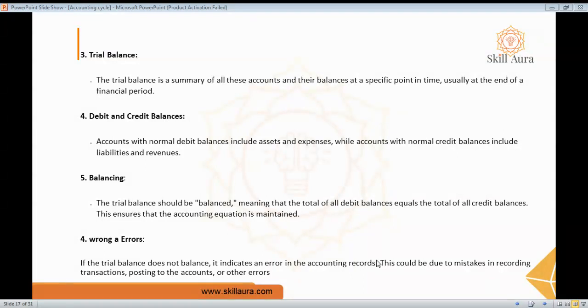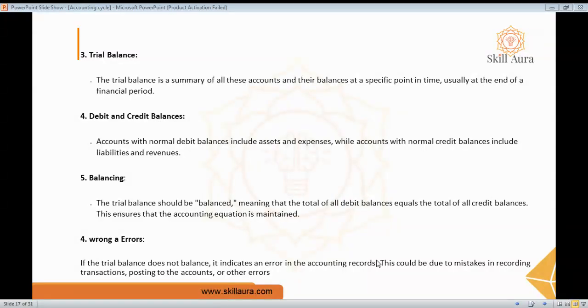And the next one is debit and credit balance. Here, the accounts with the normal debit balance include assets and expenses, and the accounts with the normal credit balance include liabilities and revenues. So, this is the basic thing you have to understand.